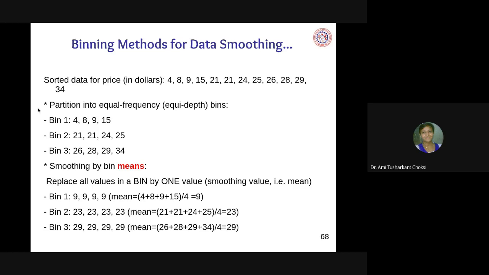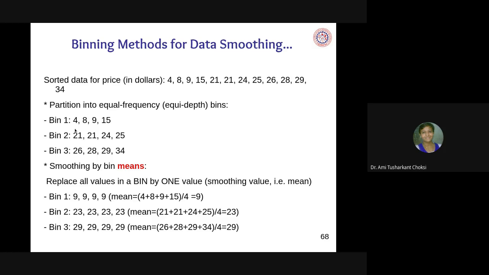Fine. Now, partition into equal frequency bins. Okay, we want to divide this data into equal frequency bins. Means what? Means we will put an equal number of data in each partition. Let us say that for this example, the number of bins given is 3. Bin 1, bin 2, bin 3. We want to divide this data into 3 bins. Okay. It is specified in the problem statement, so no need to worry.